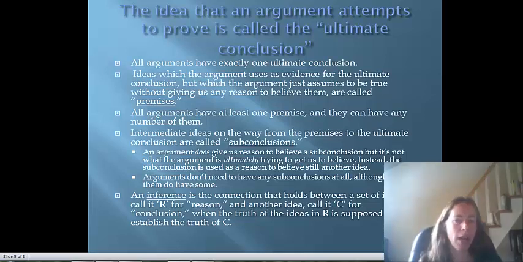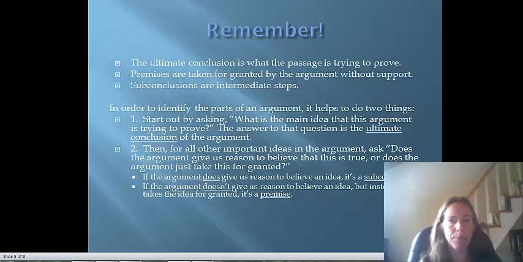So an argument might not have any subconclusion, but usually you do have some. And the inference is the connection that holds between the set of ideas, the premises or even subconclusions, but we'll call them a reason, and the other idea, which we call the conclusion. So when the truth of all the ideas in your reason is supposed to establish the truth of your conclusion, that would be that arrow that I showed you. If you were taking Introduction to Logic, you'd learn how to do these diagrams. But now I just want you to, if you come across diagrams or arguments set up that way, know what it is you're looking at.